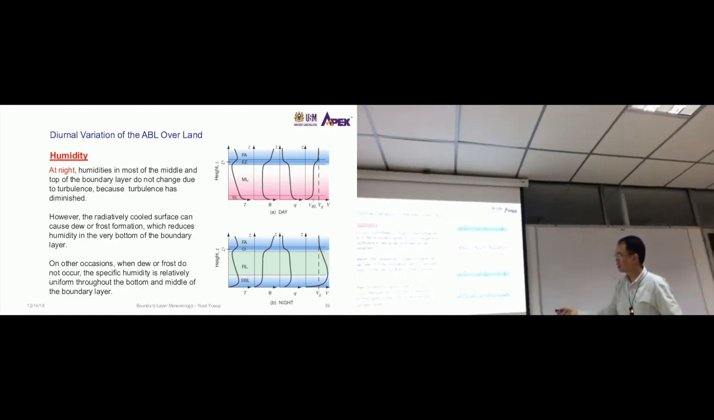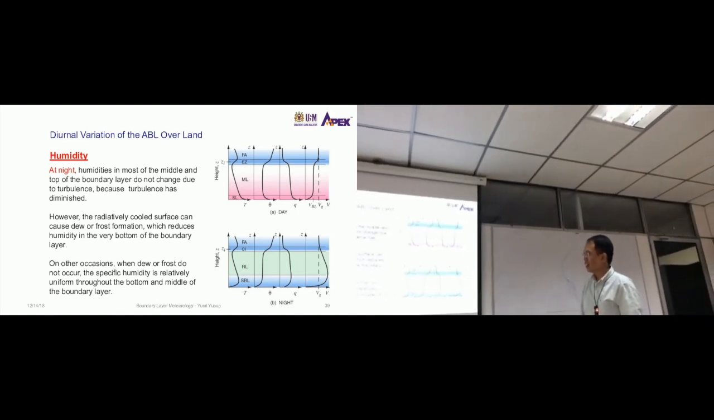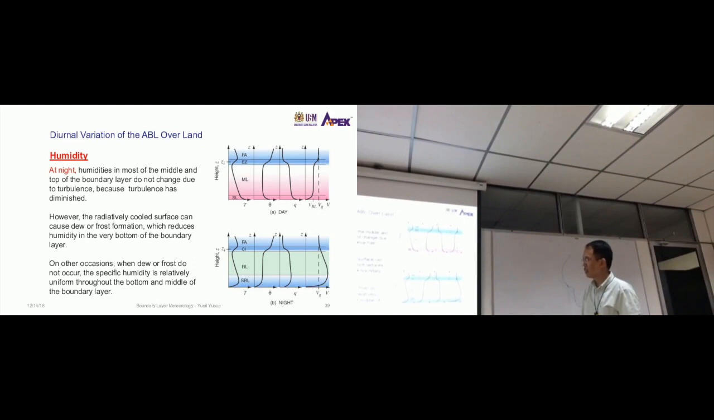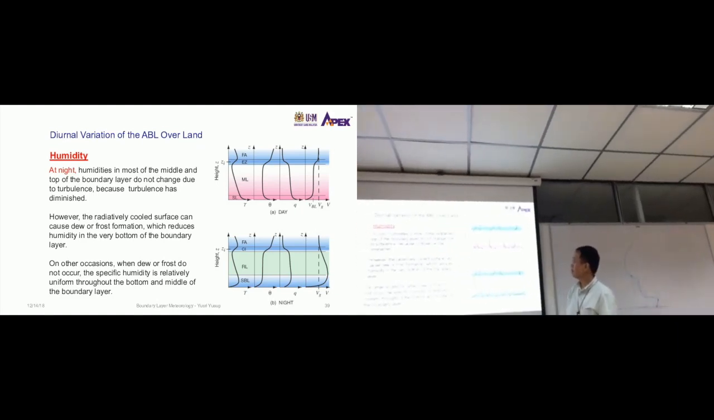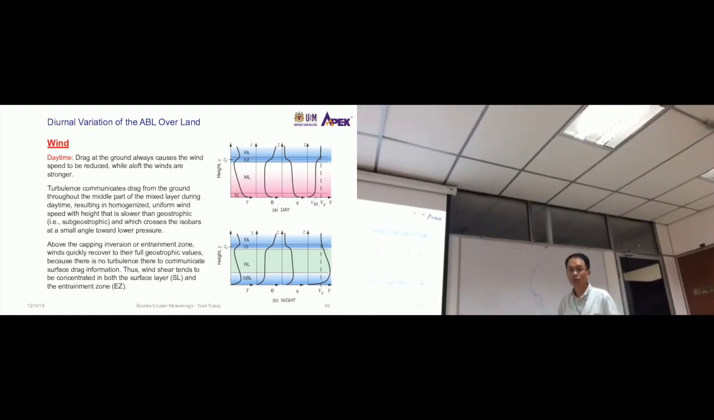Because of this fact, on other occasions, when dew or frost do not occur, specific humidity is relatively uniform throughout the bottom and the middle of the boundary layer. So let's say if there's no water on the surface, then it's about the same. So the summary is that during the day, it evaporates, it accumulates here. At night, this humidity is still there, left over from the day. But then it doesn't come from the ground anymore. Now, wind.